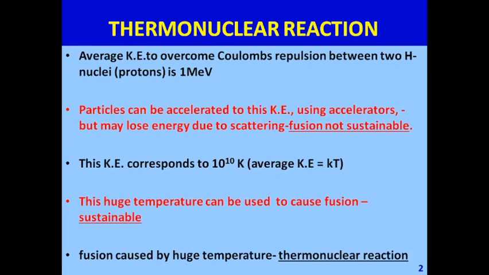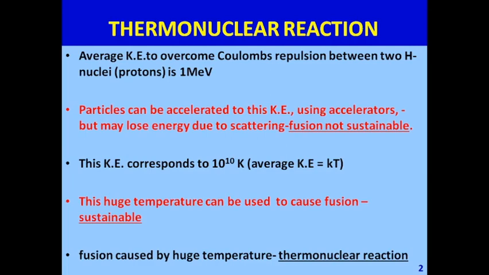You require some sort of a temperature or heat. Thermo means heat, right? So why do you require heat in nuclear fusion? The average kinetic energy to overcome Coulomb's repulsion between two hydrogen nuclei is 1 MeV. So why we require temperature or heat is simply because your nuclei will be repelled by the Coulomb's force of repulsion.